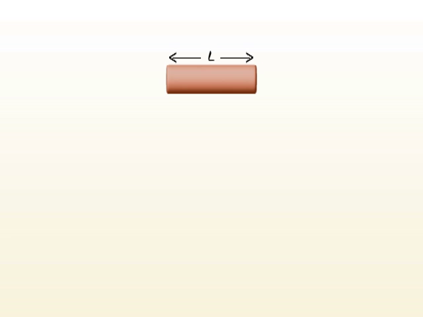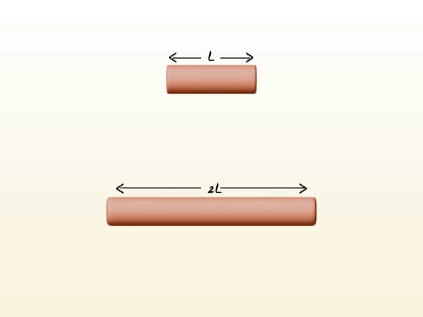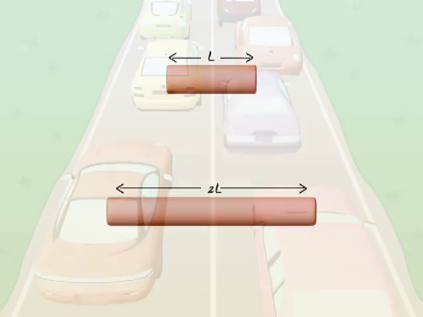Instead of having a conductor of length L, let's take a conductor with double the length, 2L. This now means that the electrons will have to travel double the distance as before. Double the distance means double the number of positively charged atoms to deal with along the way, hence in effect doubling the resistance offered by the conductor as a whole. The cross-sectional area also affects the resistance.